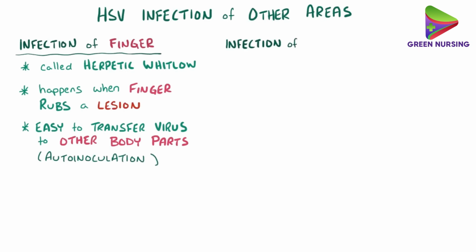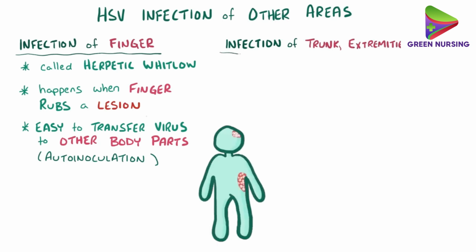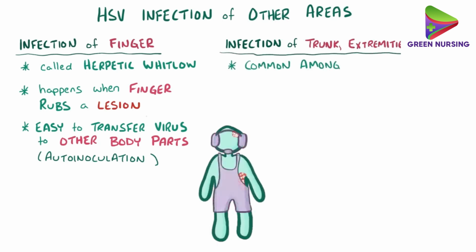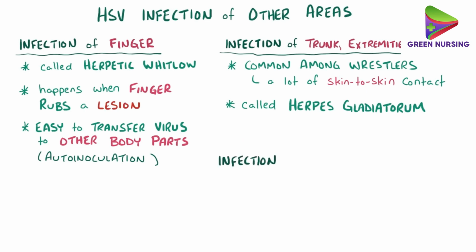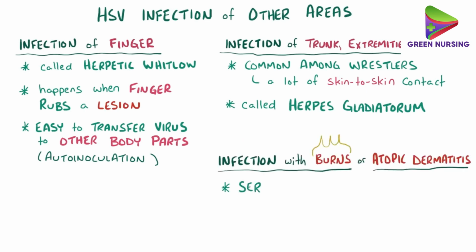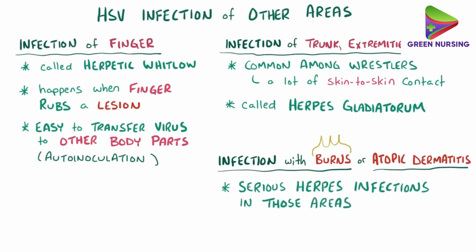HSV can sometimes involve the trunk, extremities, or head, a pattern that's common among wrestlers because they have a lot of skin-to-skin contact, and is therefore called herpes gladiatorum. Finally, individuals with burn injuries or with atopic dermatitis can have really serious herpes infections in those areas. The latter even has a specific name, eczema herpeticum.